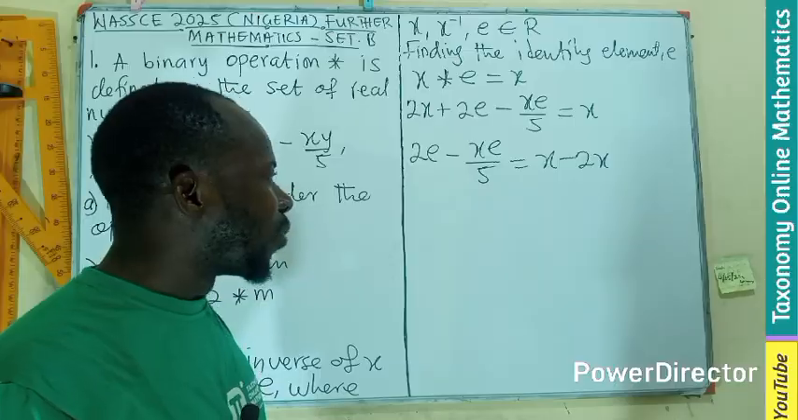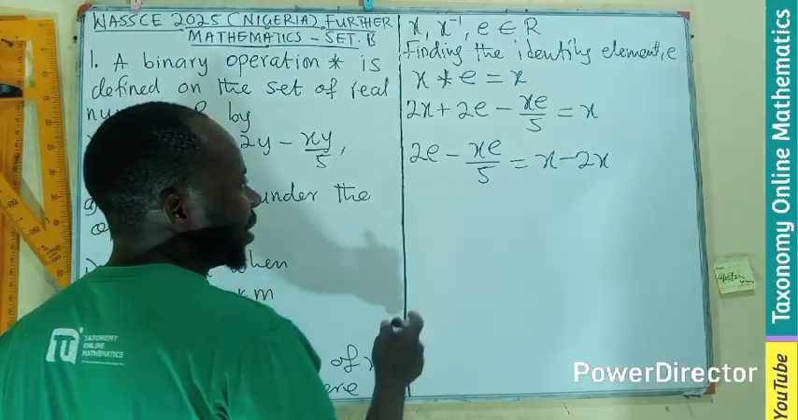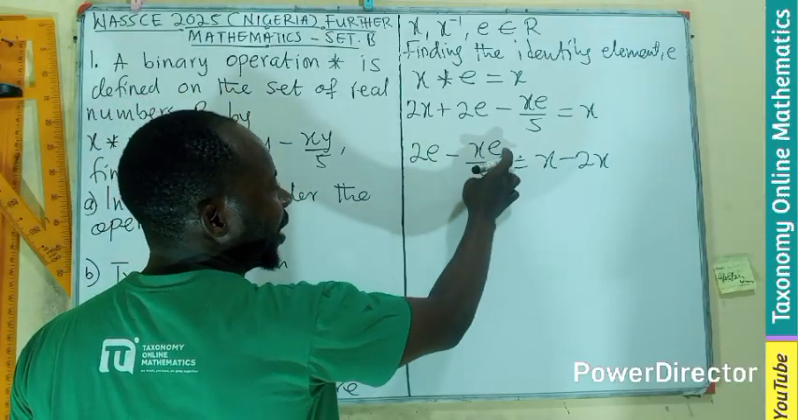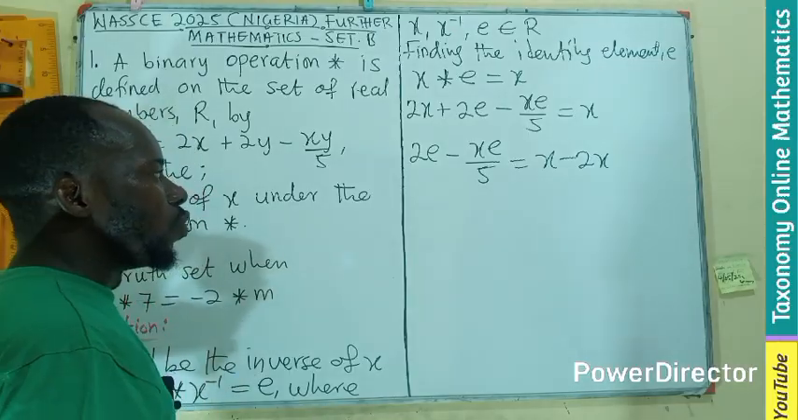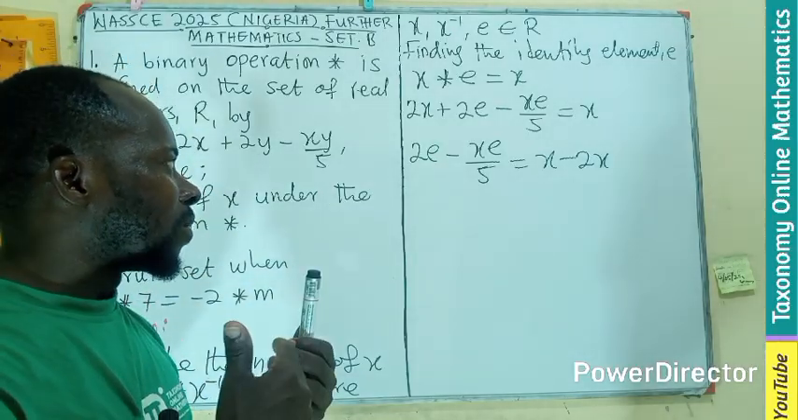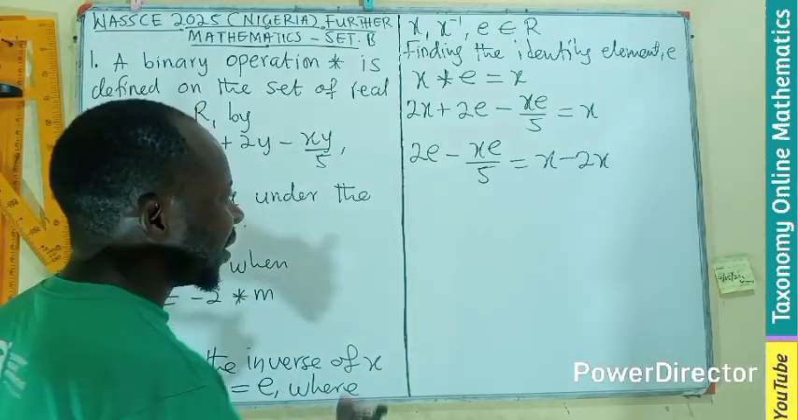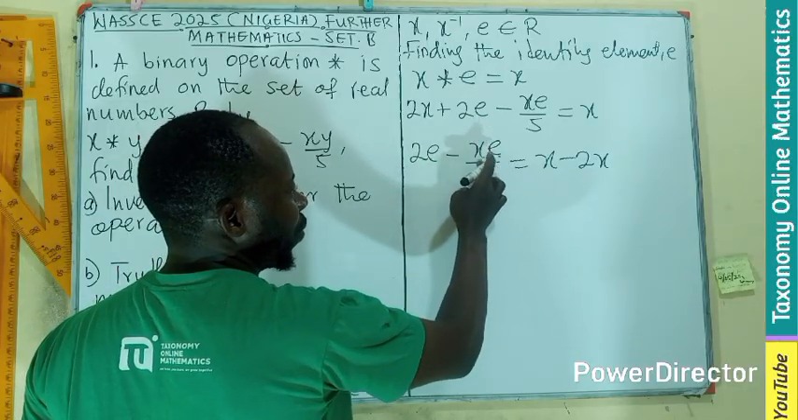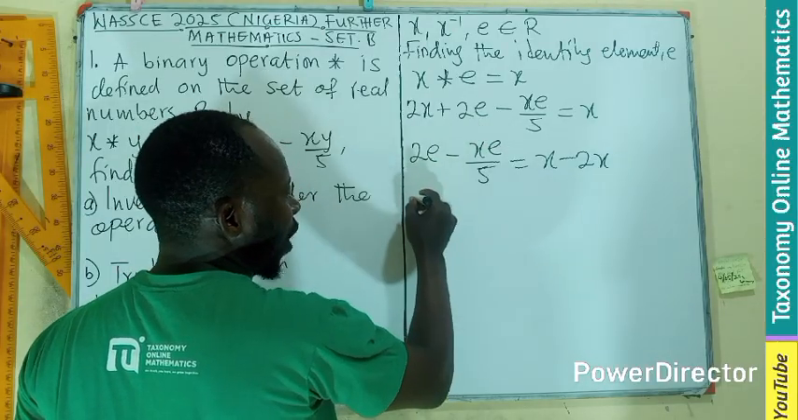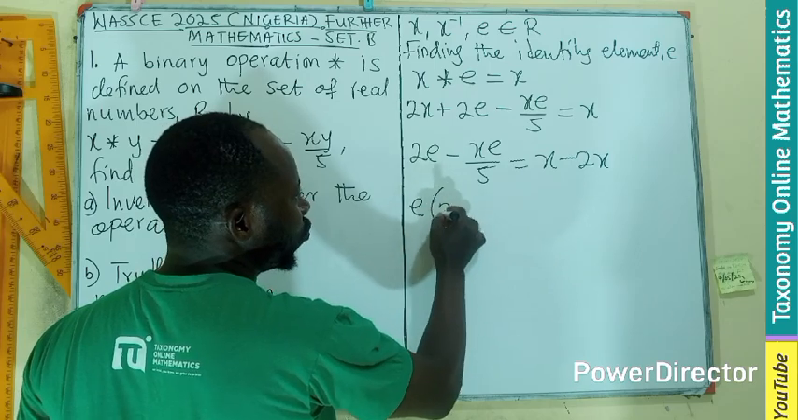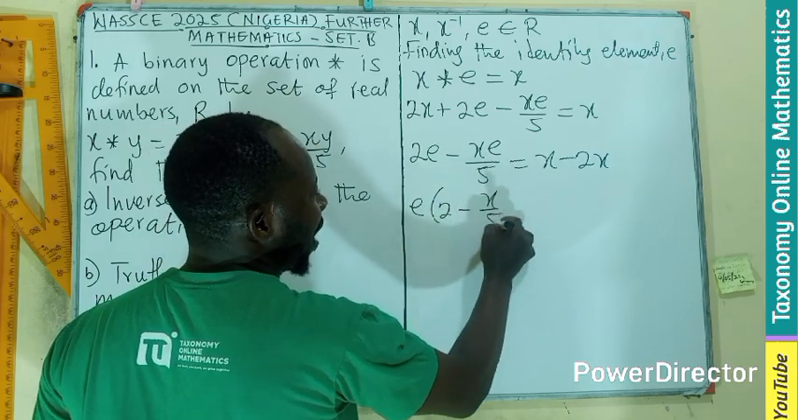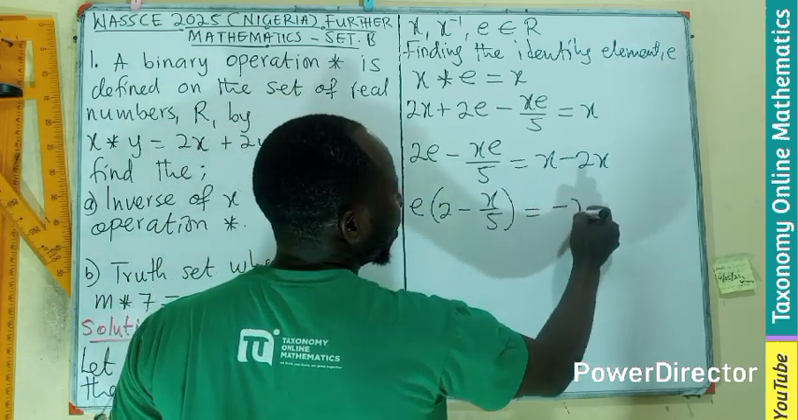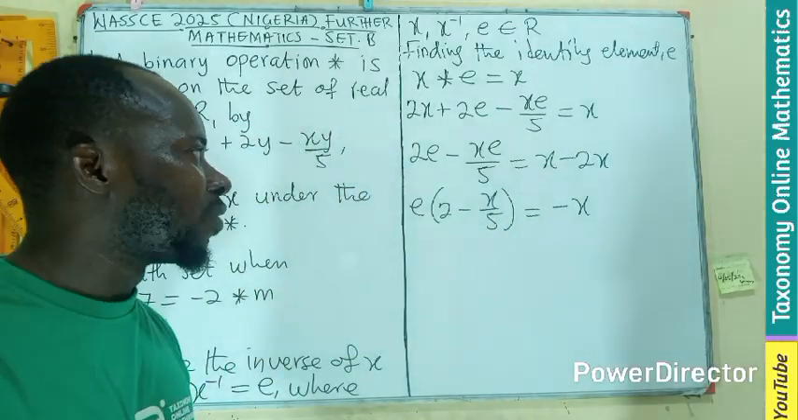Now there are two ways; let me take both approaches. The first approach: we are seeing e here and e here, so we can factorize e out. This is more or less like x over 5 times e. So I will have e into bracket 2 minus x over 5 equals negative x, as in x minus 2x.